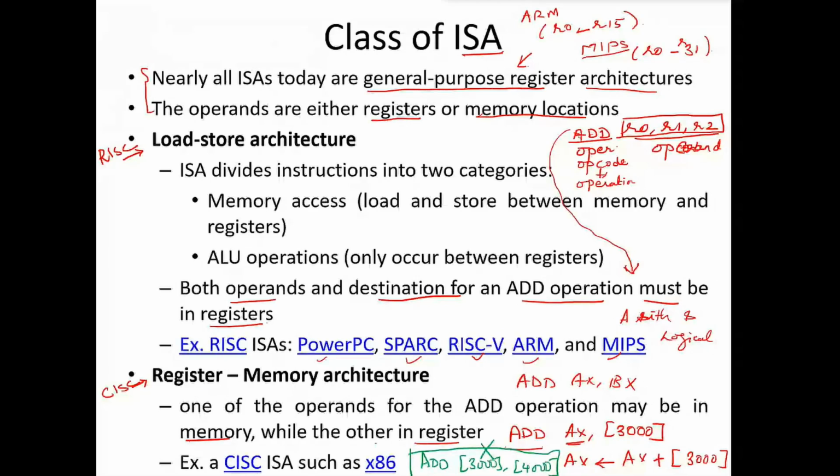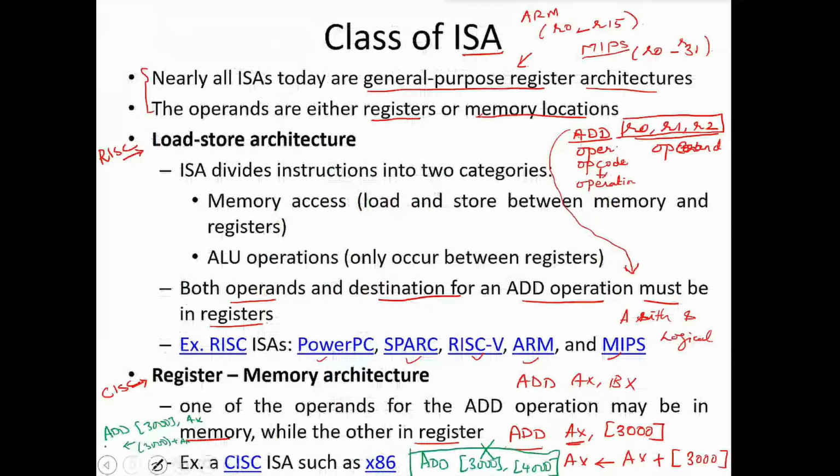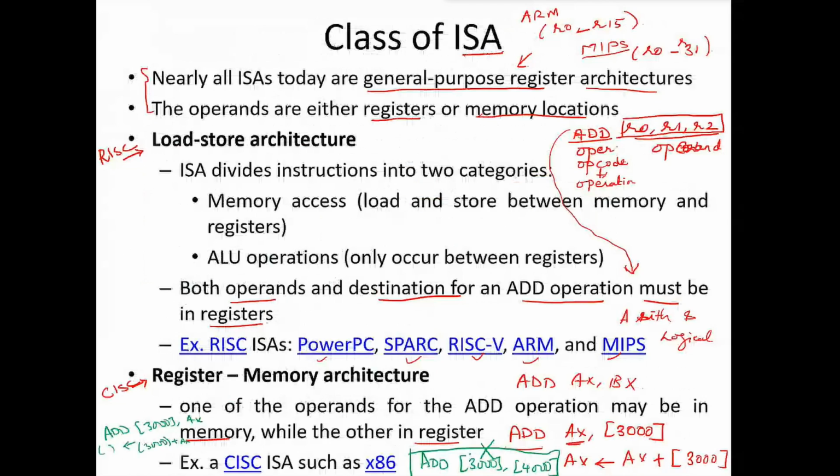This may be allowed. Say, for example, I'm given ADD 3000, AX. This is allowed. So whatever the data in 3000 will be added with AX and the result will be moved to this same location. This is allowed, but this other case is not at all allowed. You don't have two memory operands. With respect to instructions, none of the instruction set architectures will support this kind of thing.